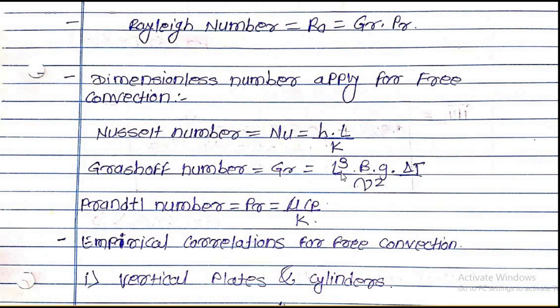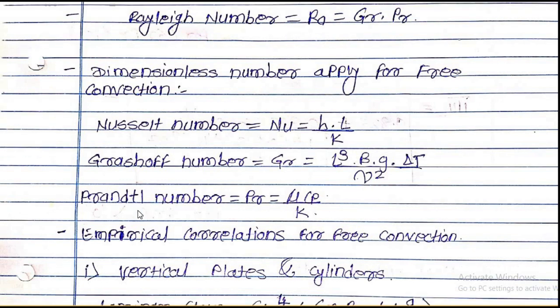So L is the characteristic dimension of the geometry, beta is the volumetric expansion coefficient of the fluid, g is the acceleration due to gravity, and delta T is the temperature difference between the surface and the fluid, or fluid and surface, whichever is more. Prandtl number Pr is given as mu Cp divided by k, where mu is the dynamic viscosity, Cp is the specific heat, and k is the thermal conductivity. In Grashof's number, nu is the kinematic viscosity.